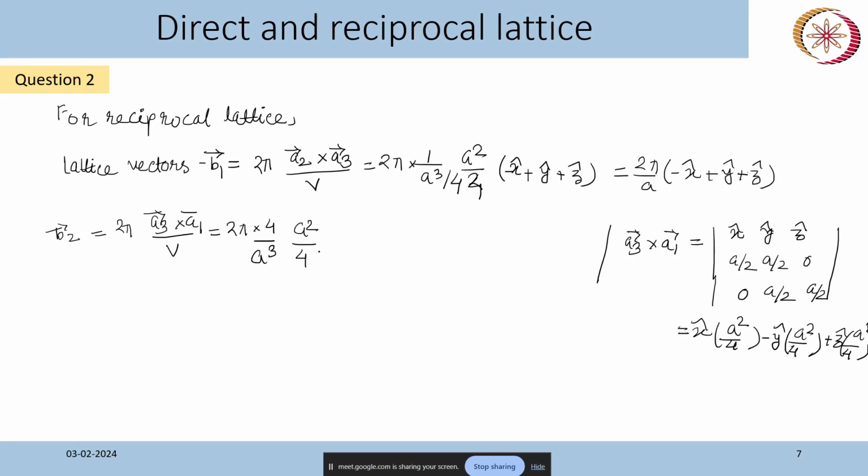So a square by 4, x cap minus y cap plus z cap. So B2 will be 2 pi by a, x cap minus y cap plus z cap. Okay.